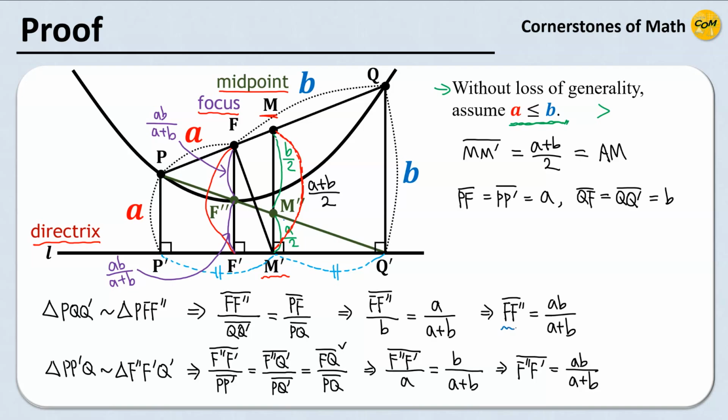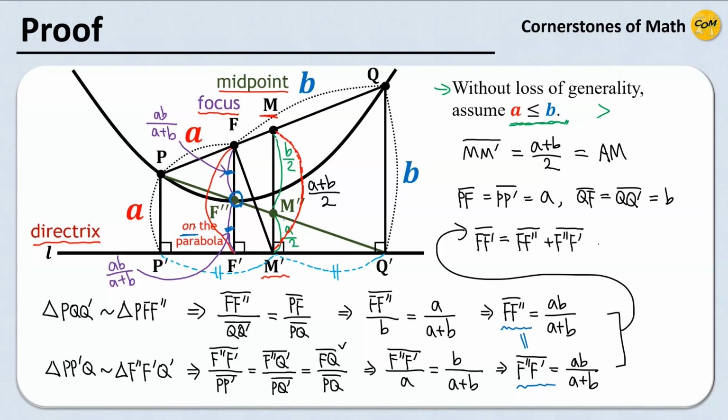Here, notice that F double prime and F double prime F prime are equal. This means that the point F double prime is equidistant to focus F and directrix L, which makes F double prime the point on the parabola. This is an interesting fact, and adding these two, length F prime is given by 2AB divided by A plus B, which is the harmonic mean.